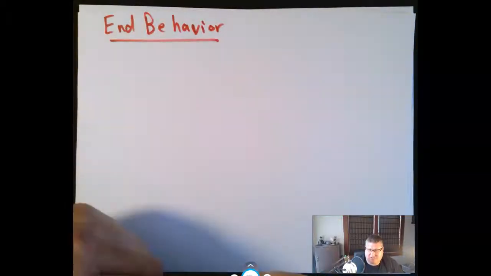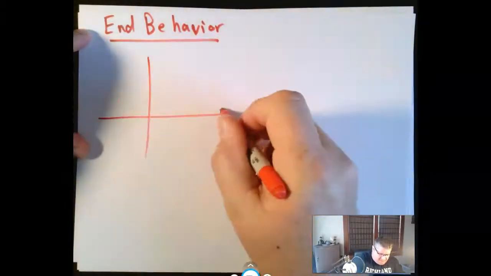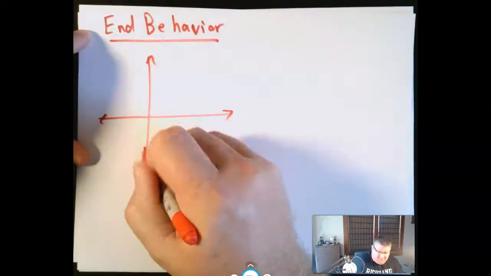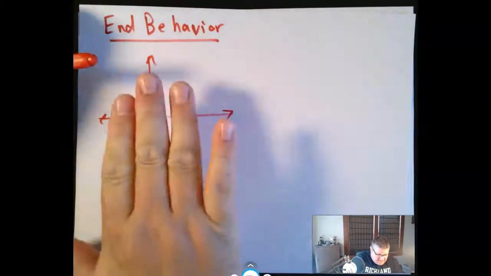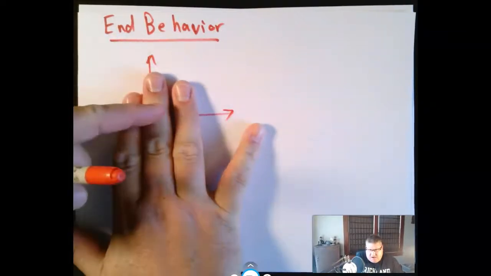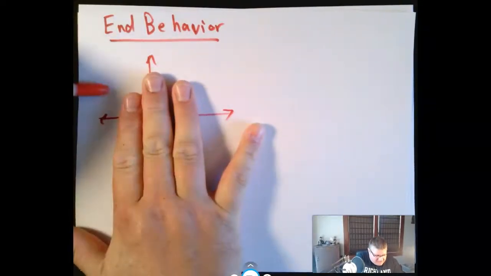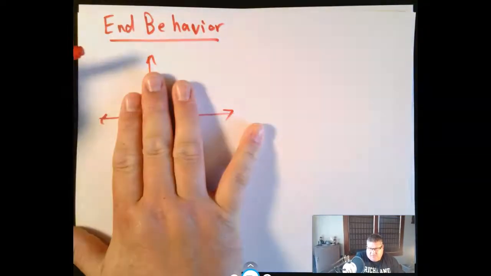Okay, ladies and gentlemen, let's talk about end behavior. Now, end behavior on a graph is very, very simple because it happens at the ends. So if I were to take my hand and cover up the middle of this graph, I don't care what happens underneath this hand. I only care what happens out here or out here. Those are the only two places I actually care.